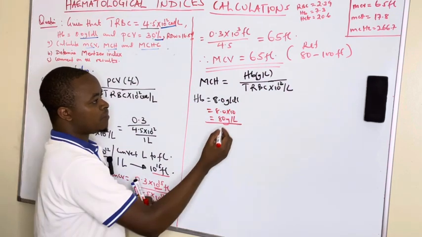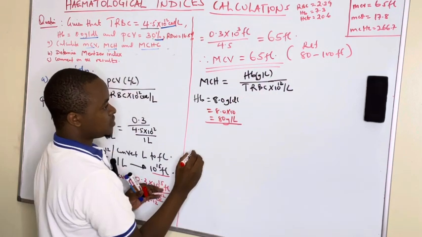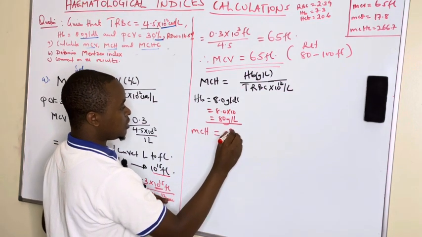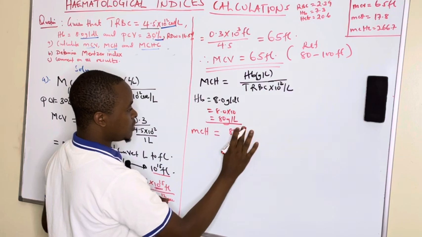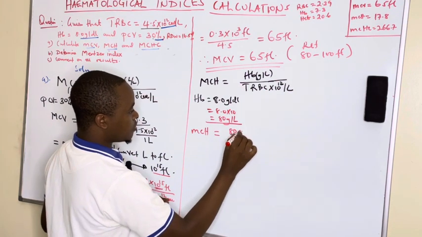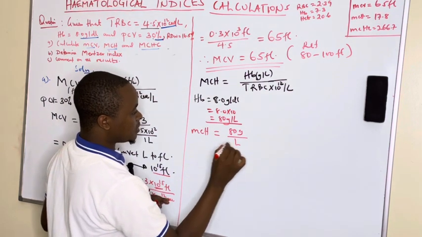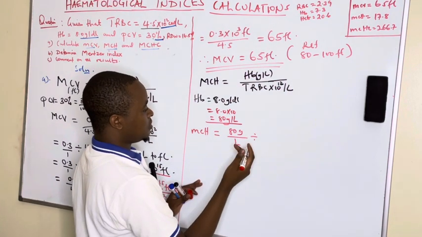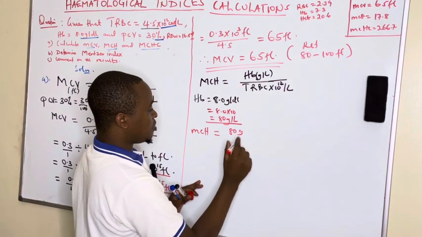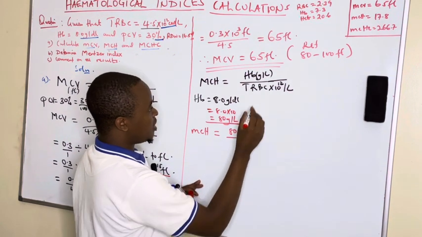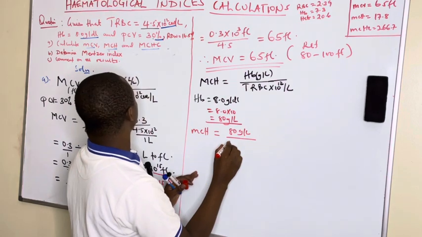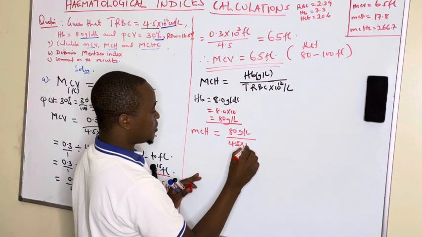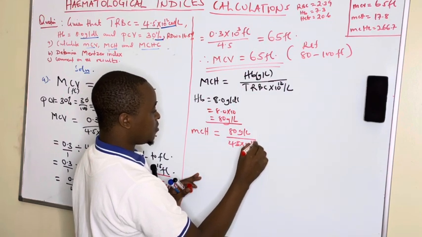So after doing that, we come and substitute. Already we have our total count. So we shall find MCH equals 80 grams per liter, where grams per liter means grams divided by a liter. Then we are dividing by the total count, which is 4.5 times 10 to power 12 per liter.